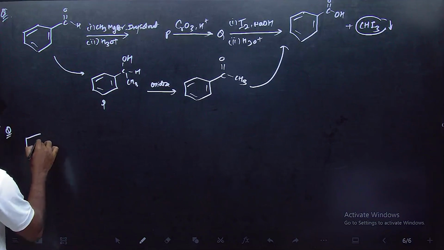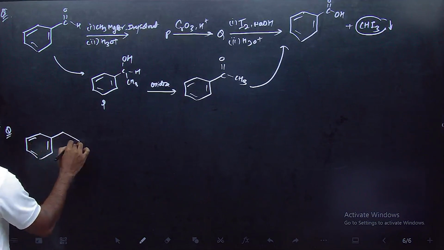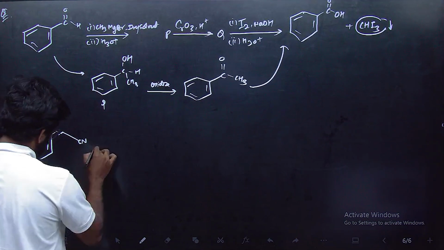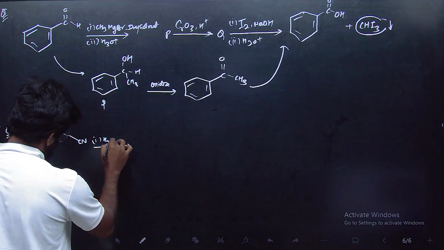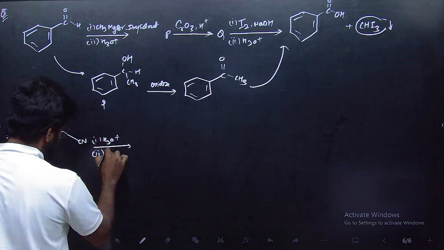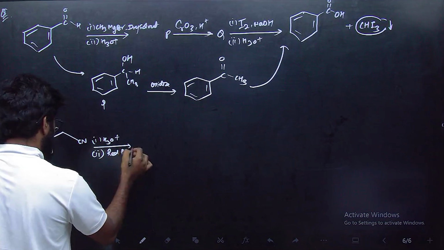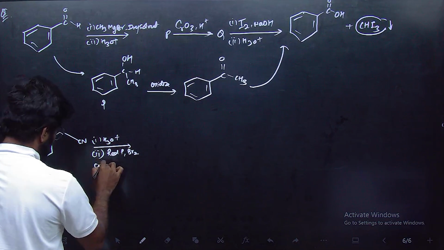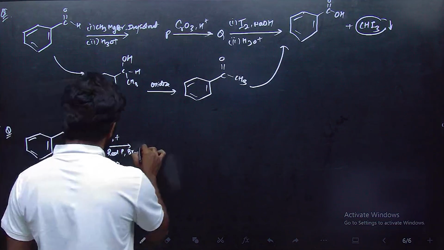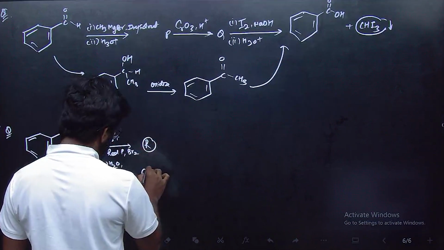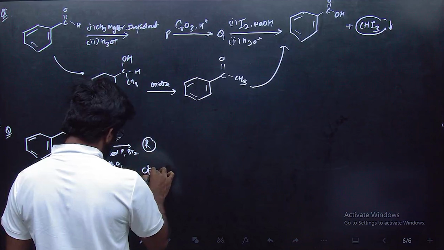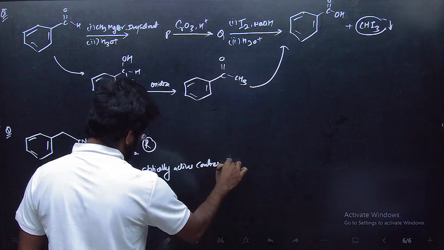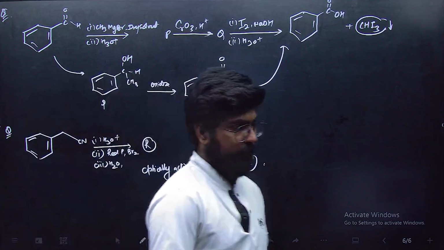Now suppose you have this, and you have you get something, so you have to tell the optically active centers in R. Do it.